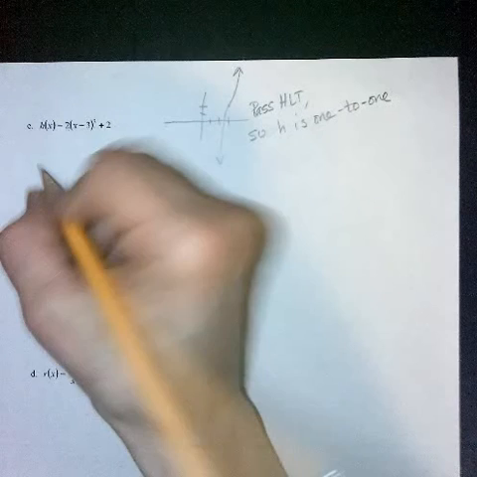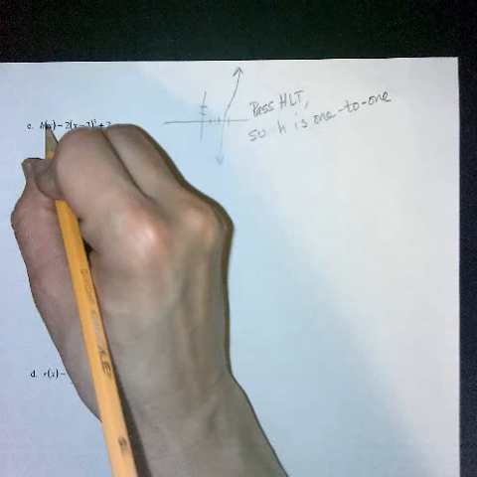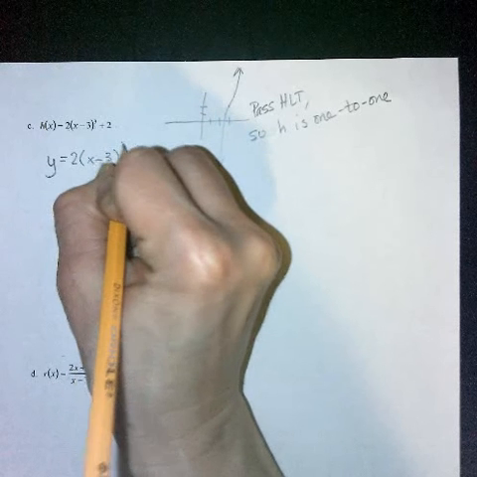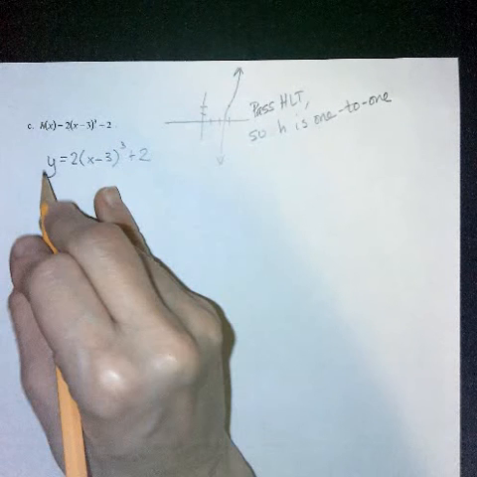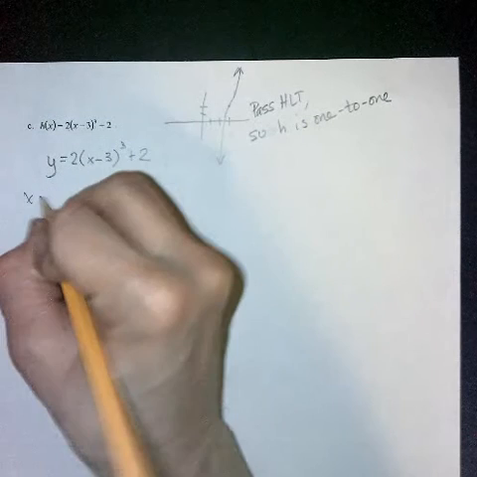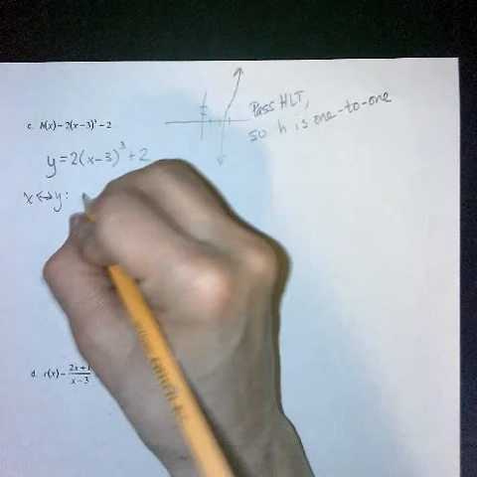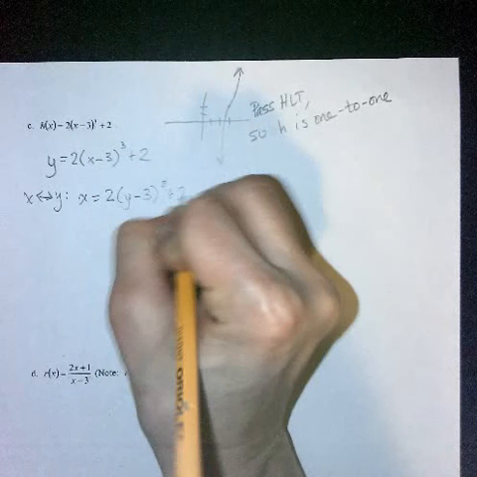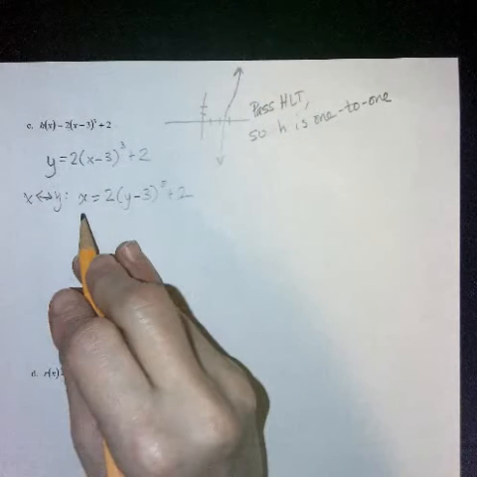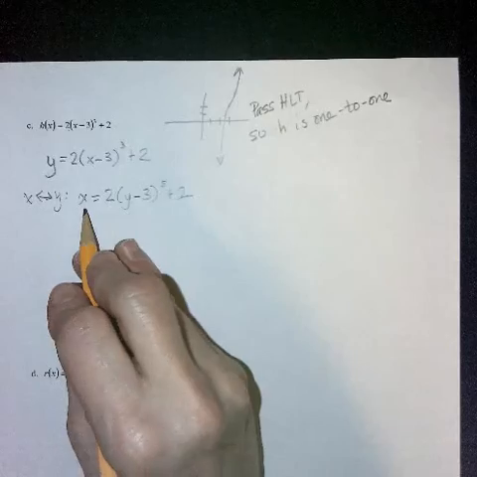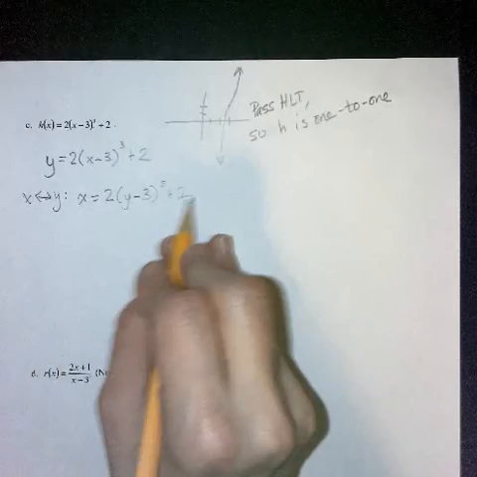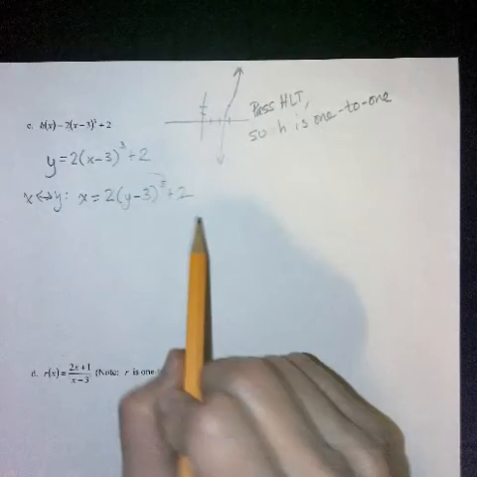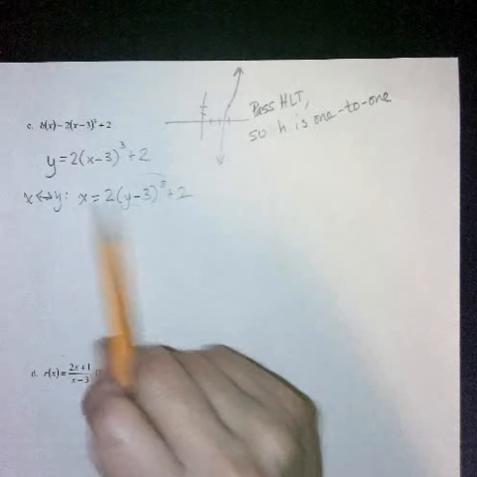So we will go ahead and replace h of x with y, and then we'll interchange x and y. So x is 2 times (y minus 3) cubed plus 2. And then we're going to solve for y. So we don't want to cube this. If you do that, you're wasting your time. That will make it harder to solve. We're going to reverse the operations here. First, subtract 2 from both sides.